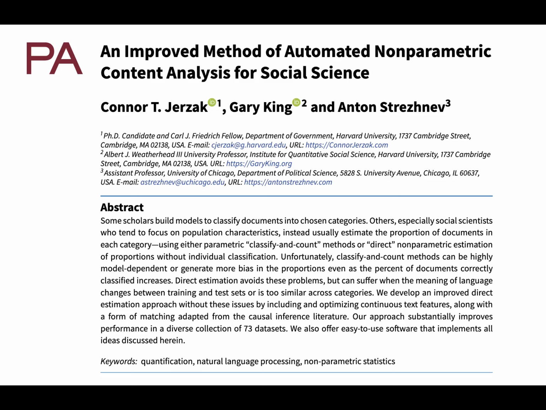An improved method of automated non-parametric content analysis for social science. Abstract. Some scholars build models to classify documents into chosen categories. Others, especially social scientists who tend to focus on population characteristics, instead usually estimate the proportion of documents in each category, using either parametric classify and count methods or direct non-parametric estimation of proportions without individual classification.